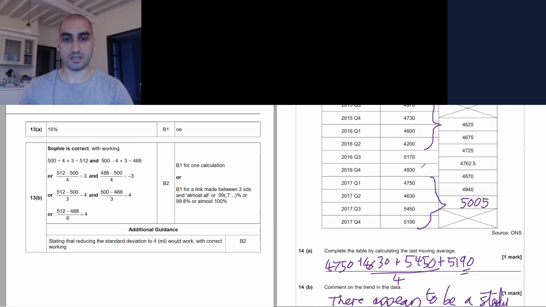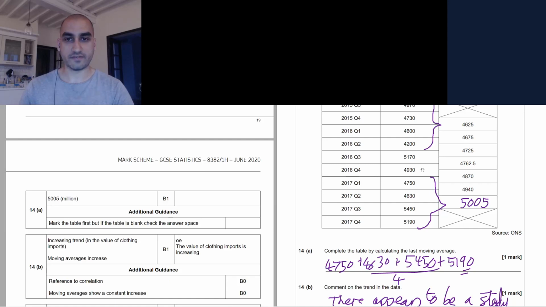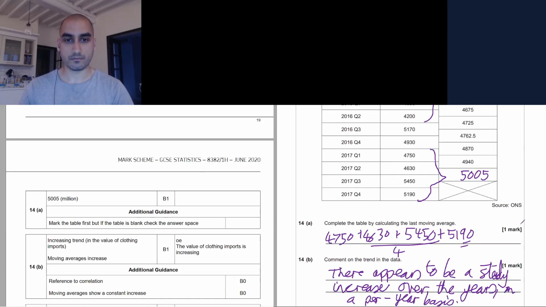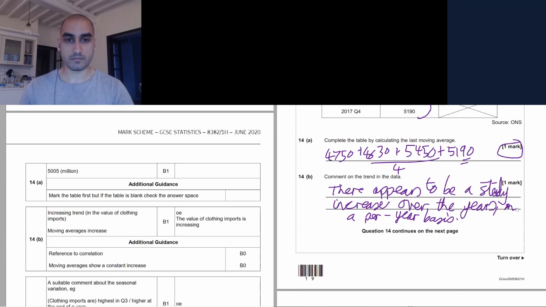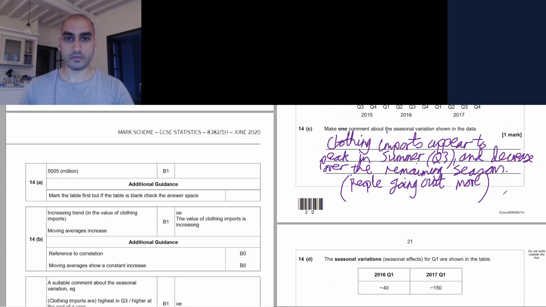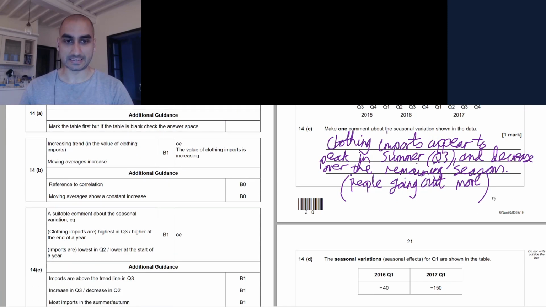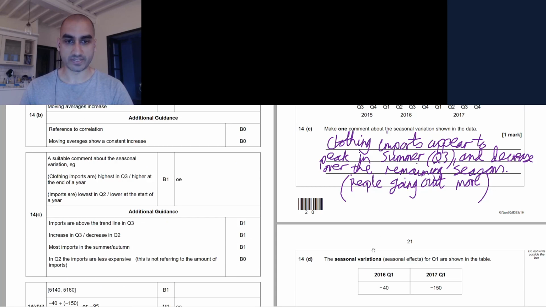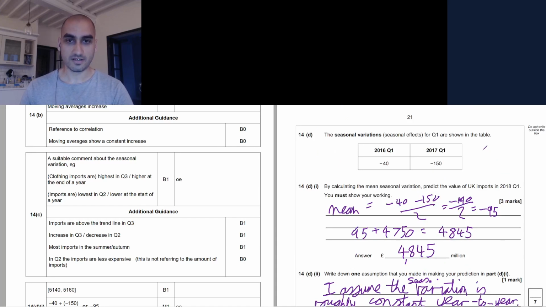Okay, 14A. 5005, yep. Increasing trend. Yep, that's what I said, basically. Clothing imports appear to peak in summer. Did I get the season right? Most imports in the summer, autumn. Yes. Yeah. I guess I got the season right then.